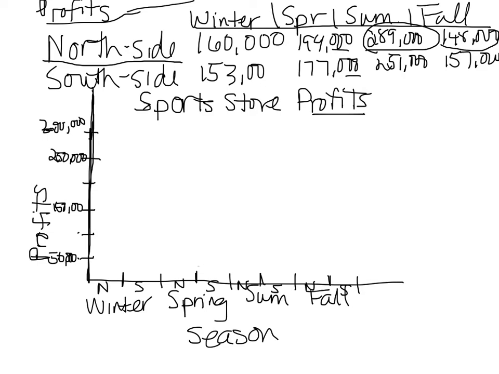So now I go back and I look at my numbers. The winter season on the north side is 160, which goes slightly above this, while the south side is 153. So it's just a little bit. Actually, would that be where 160 would be? Because right here is 200. Yeah, that's about right. So they're not going to be very different. Sometimes you might want to make a different color for one of those.